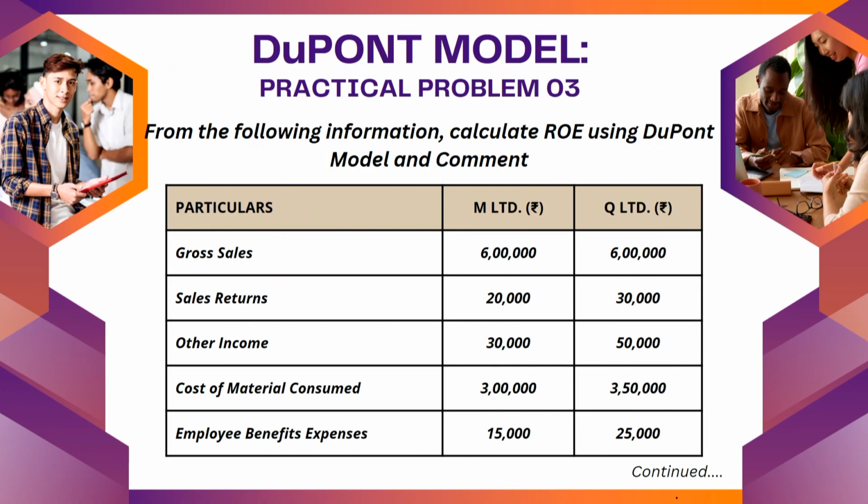As you can see with the formula, we need the net income, then we need sales, and in this question we are given gross sales and sales return. So, we first compute the net sales of M Limited. Net sales of M Limited would be 6 lakh, which is the gross sales. Out of that we will deduct 20,000 rupees given as sales return. So, we got the final figure of sales comes to rupees 5,80,000.